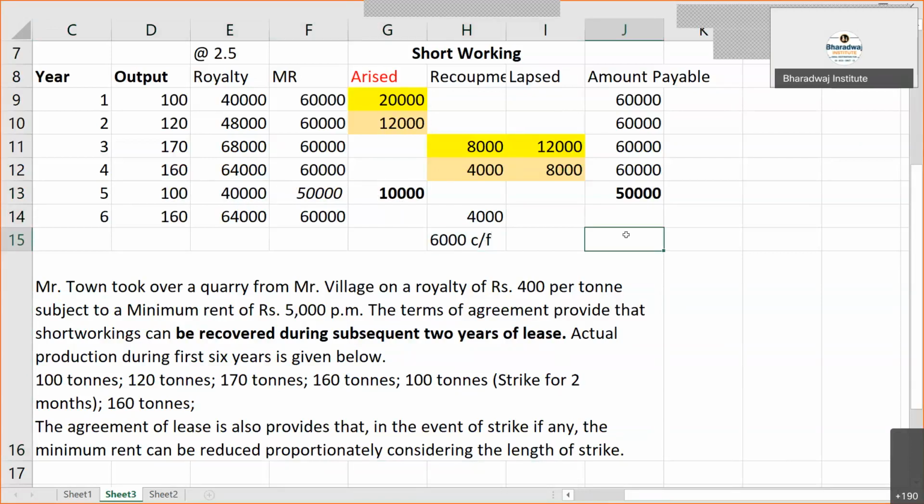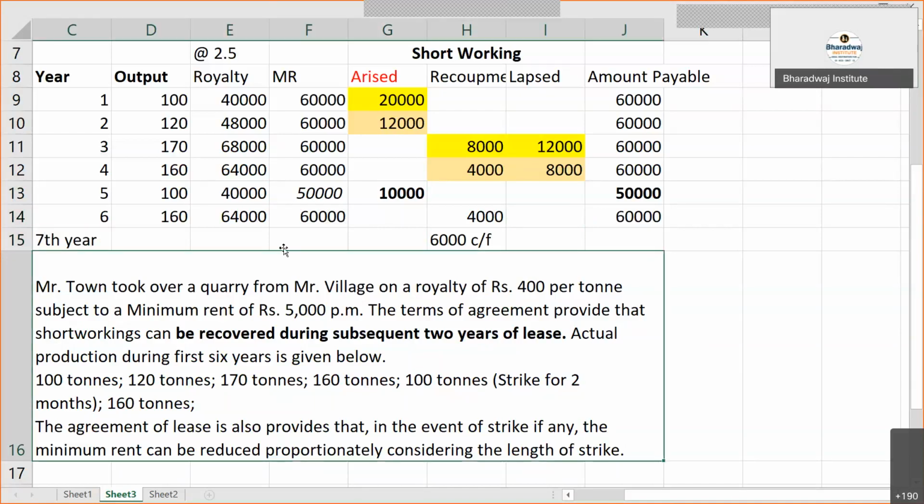In the 5th year, royalty is 40,000 and minimum rent is 50,000. So how much do you have to pay? You have to pay 50,000. So there's a short working of 10,000. In the 6th year, we are adjusting with a surplus of 4,000, and 60,000 we pay to the landlord. The 6,000 more, don't lapse it. We've got one more year. So in the seventh year, we can adjust that 6,000. Details are not available to us, so leave it.